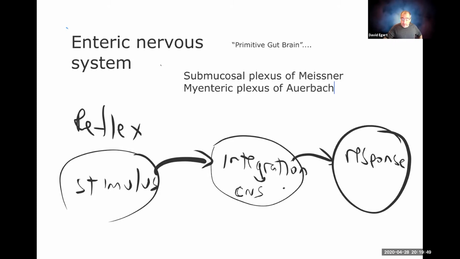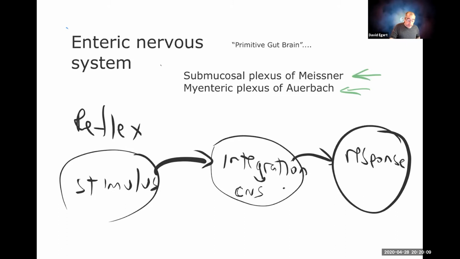So just from their name, you can figure out which one's which. Submucosal plexus is the one in the submucosa. Myenteric is the one in the muscularis externa, in between the two layers of smooth muscle.